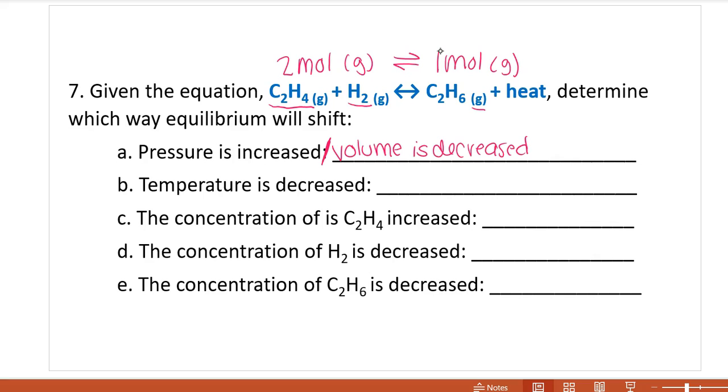So if I increase pressure, I decrease volume, that means I have less space. It's going to shift to the side with less moles of gas. Think if you were in a small space. You would want to be trapped in that small space with less people because you have less room. If we increase pressure, we decrease volume, we have less space, it shifts to the side with less moles of gas.